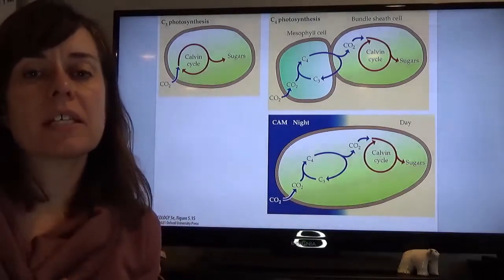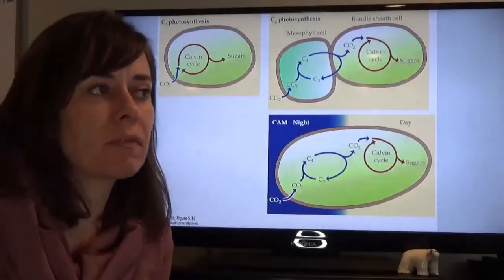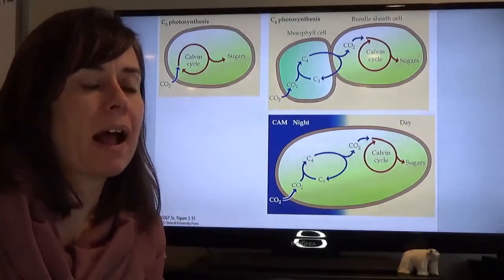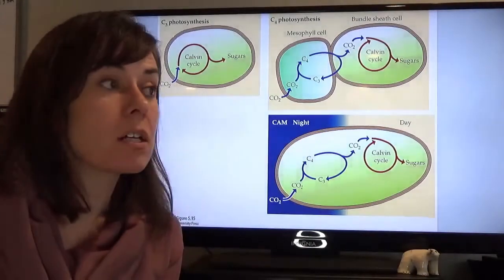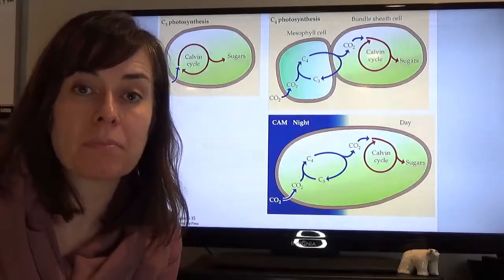So this is the amazing diversity of photosynthetic pathways that have evolved in response to different environmental stressors and support primary productivity across the planet.